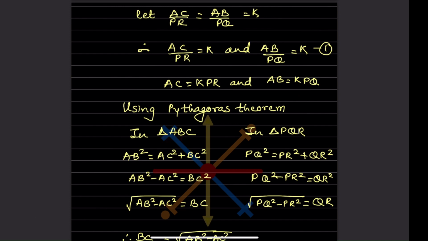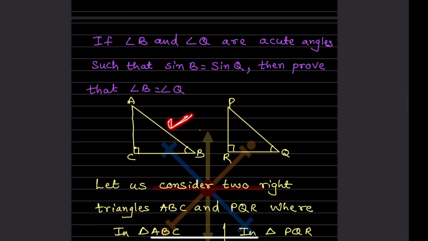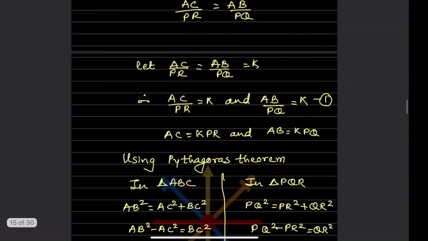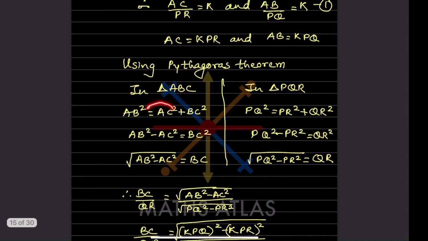Again here you will divide it into two groups, triangle ABC and triangle PQR. In triangle ABC, by the Pythagoras theorem, the hypotenuse square is equal to base square plus height square, or you can write height square plus base square, both are the same. So here AB square is AC square plus BC square. Now when you rearrange this one, AC you will bring to this side.